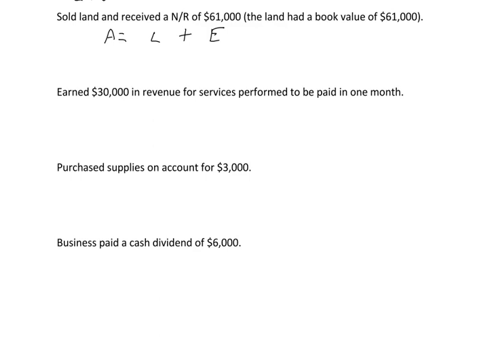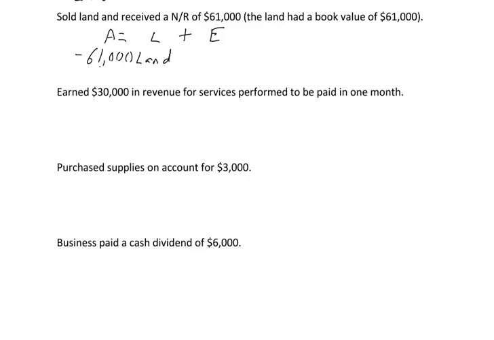If we sold land, that means land has to be going down, so land is decreasing by 61,000. Let me switch back. I'll just put land to the side because the two accounts that are affected are both asset accounts. We sold land, so it goes down by 61. And notice we received a note receivable. That's kind of like the opposite of a note payable. We sold something, and the party that we sold it to is going to pay us back later.